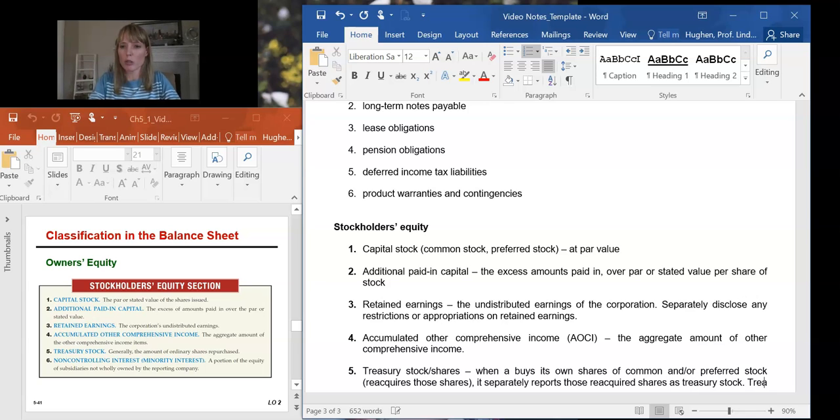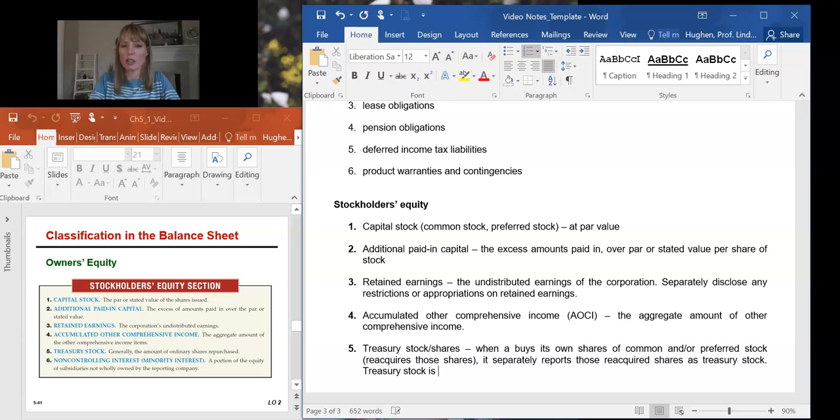And really important to note is that treasury stock is a contra equity account. So stockholders' equity accounts carry normal credit balances. Treasury stock carries a normal debit balance. It reduces the amount of stockholders' equity.